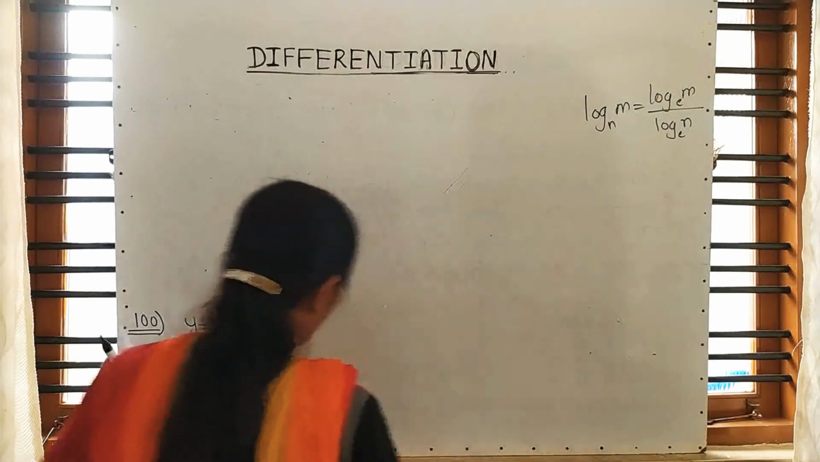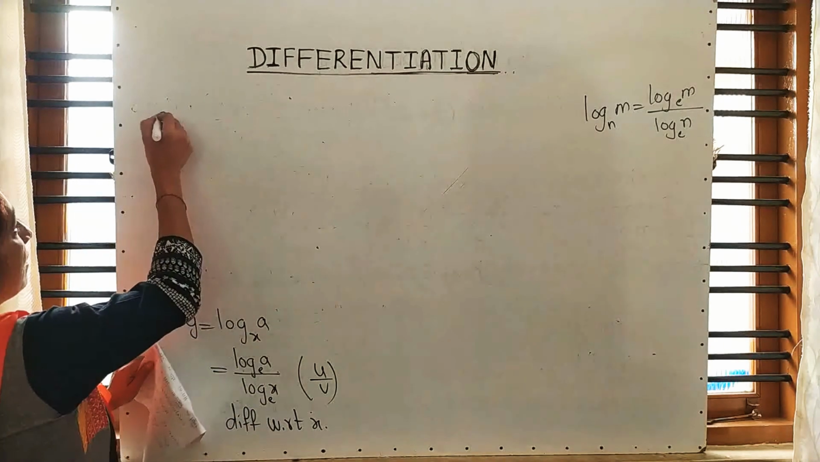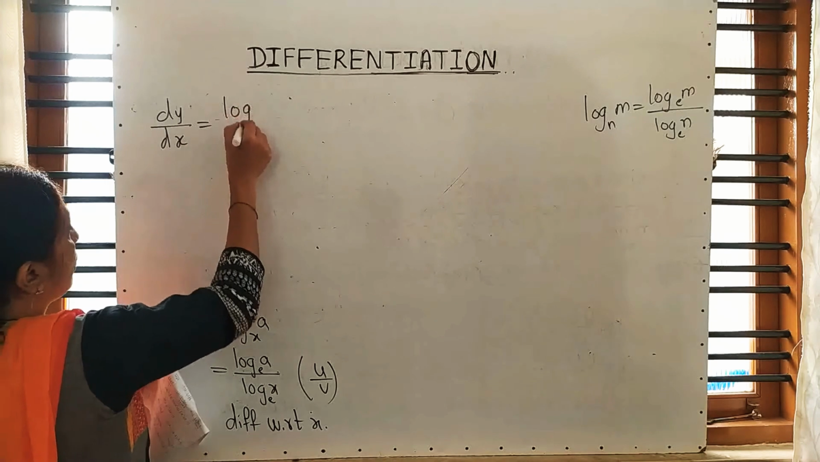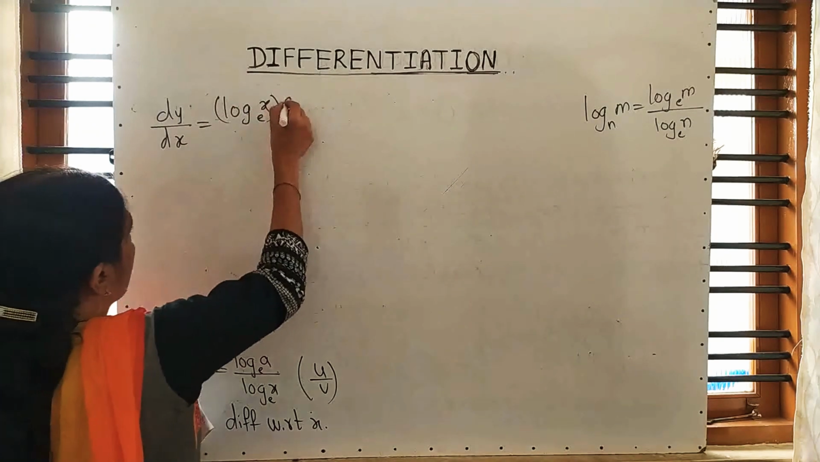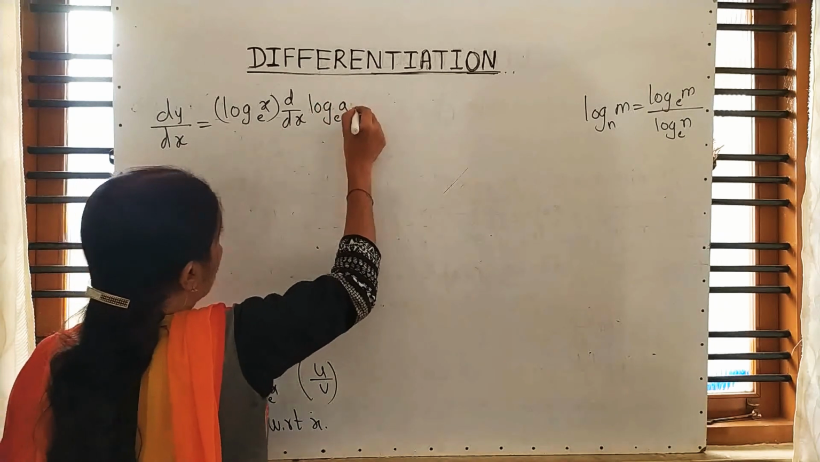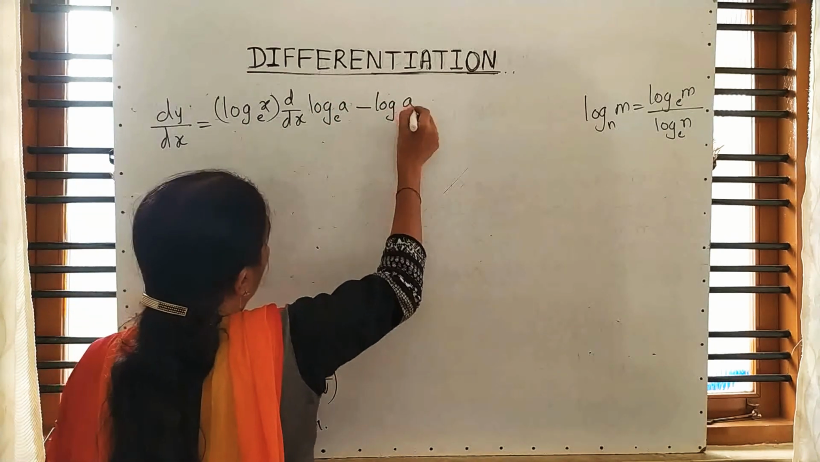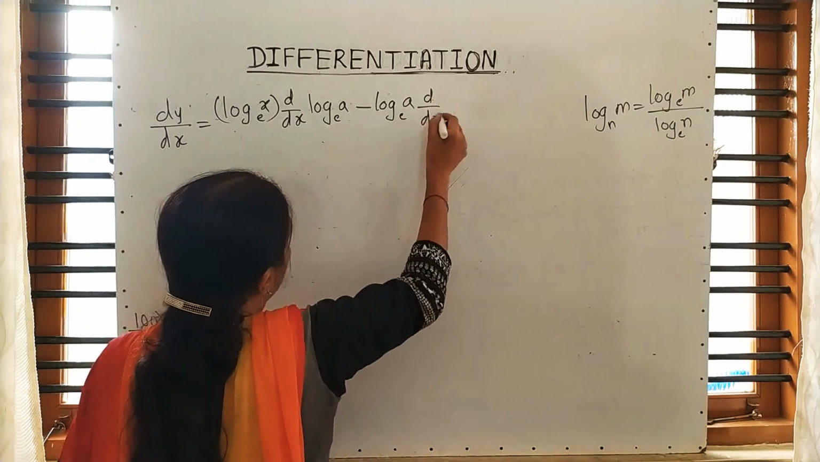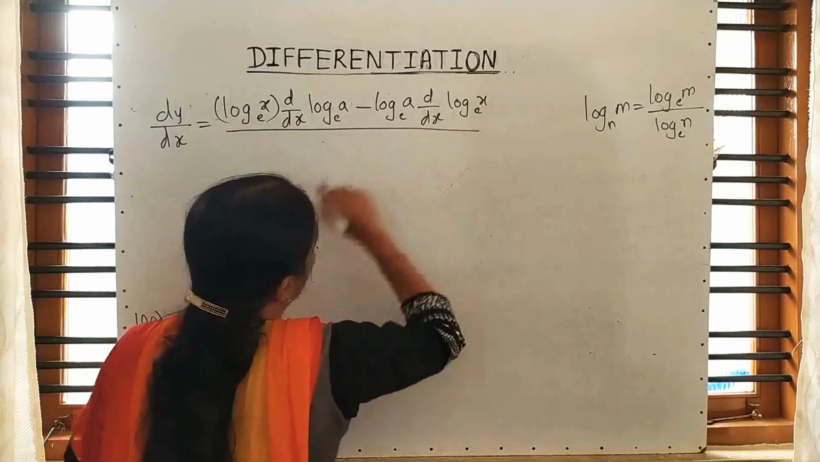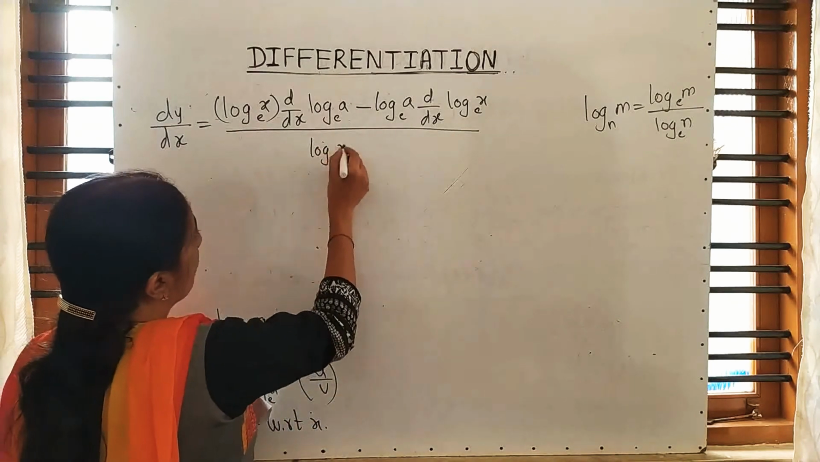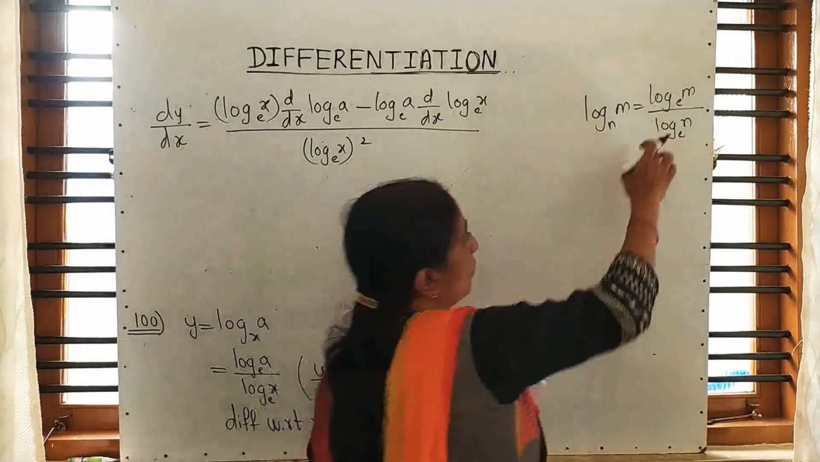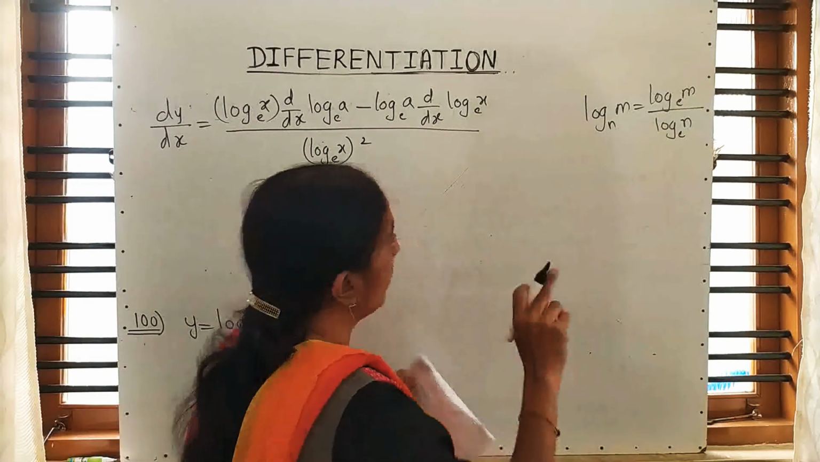So differentiating with respect to x, u by v method. dy upon dx is equal to log x to the base e, differentiation of log a to the base e, middle minus comes, log a to the base e, differentiation of log x to the base e, and log x to the base e whole square. And remember, no need to write only e. Whatever base we want, you can write that.